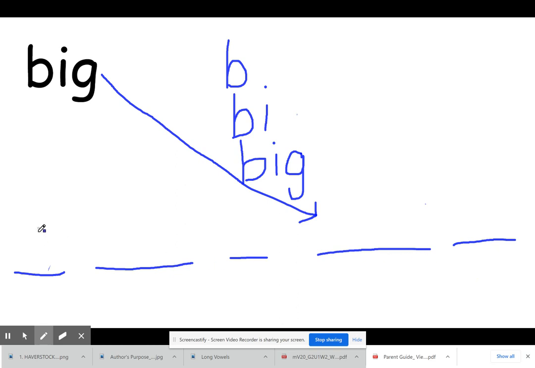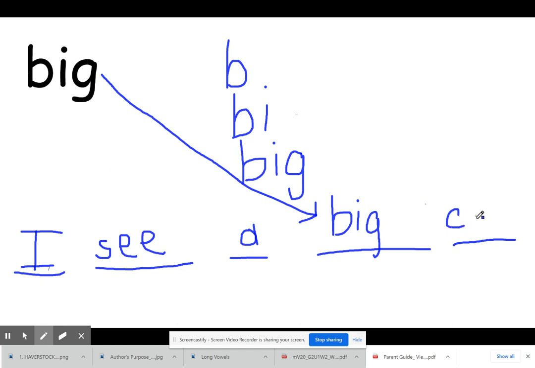Okay, so you should have tried your sentence, and this is what it should look like. The capital I, because it's the beginning of your sentence. I see a big, that's the word we practiced, so I can just copy that from right up there. I see a big cat. And I have to end with a period. So check your sentence. If you need to fix anything, fix it again. Pause the video anytime you need to. I see a big cat.